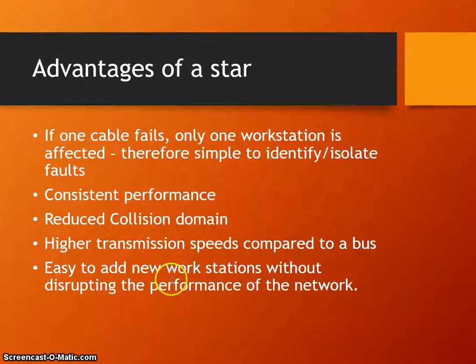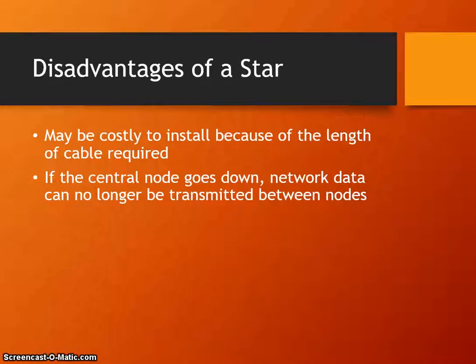It's easy to add new workstations without disrupting the performance of the network. A star is one of our most favoured network topologies. The disadvantages though, it may be costly to install because you need cable length connecting every device to the central node. And if the central node goes down, network data can no longer be transmitted.